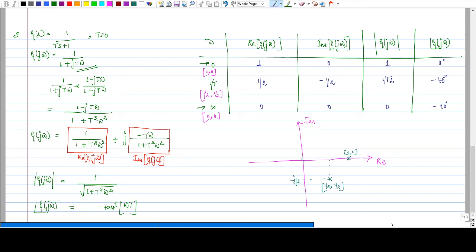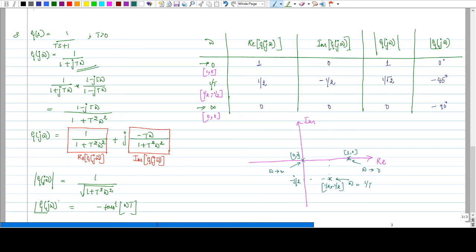So we have 1 by 2 comma minus 1 by 2 as the point. Now you need to plot these 3 points. This is your third point, which is 0 comma 0. So this is when omega tends to 0, and this point is when omega tends to infinity. This is when omega is equal to 1 by t.